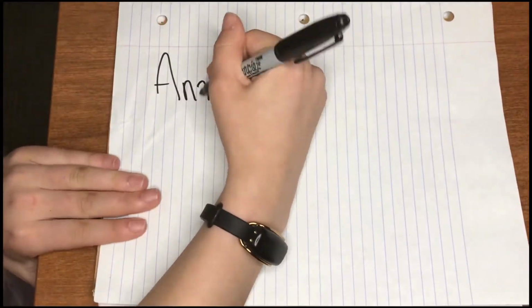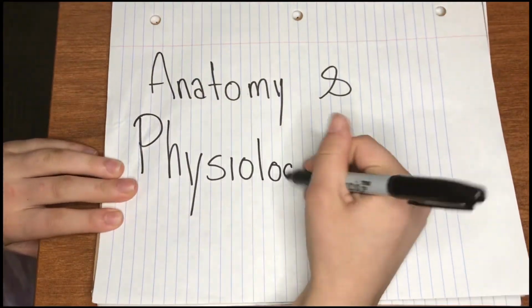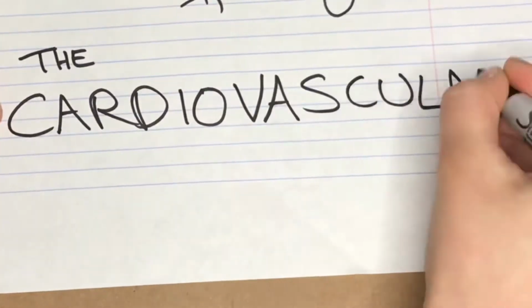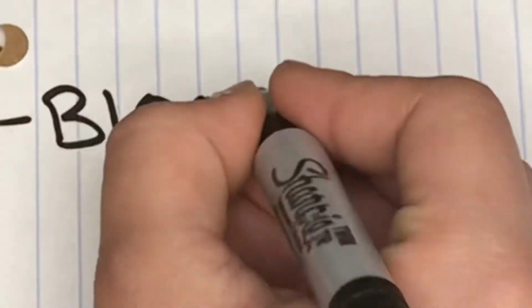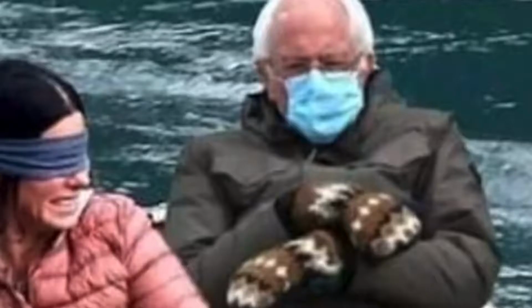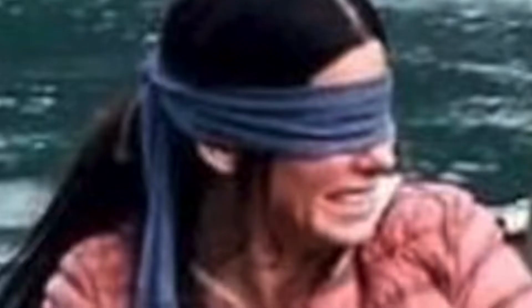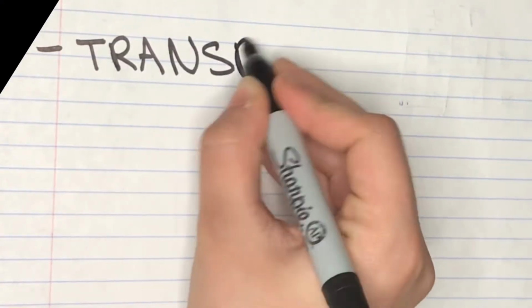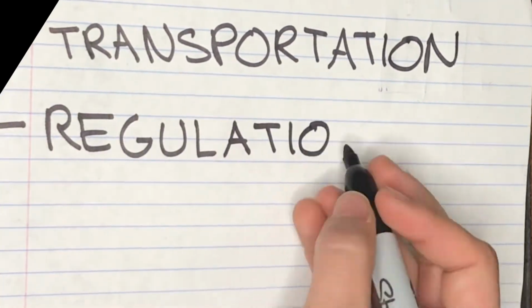We're going to go over the anatomy and physiology of the cardiovascular system. So the first thing we're going to go over is blood. Just remember that the adult male has 5 to 6 liters of blood and the adult female has 4 to 5 liters. Another important thing to remember is that blood has 3 general functions: transportation, regulation, and protection.